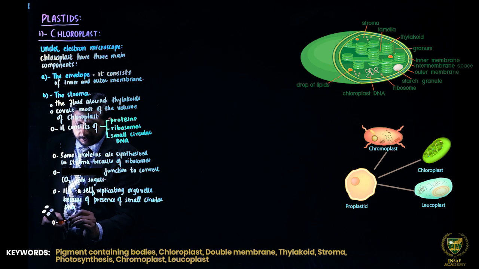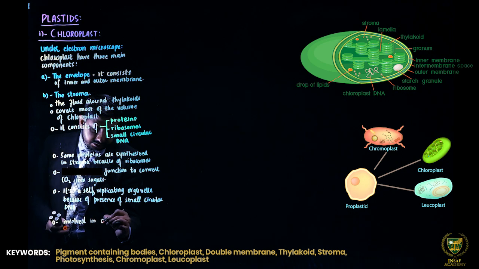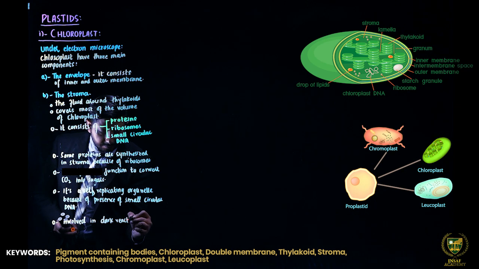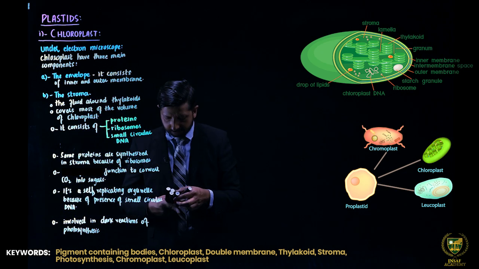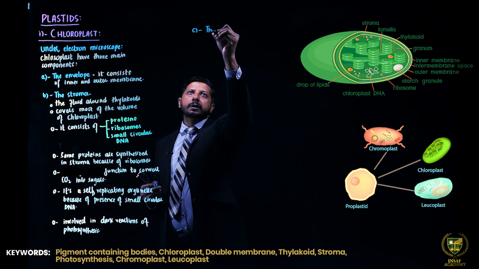And the stroma is involved in dark reactions of photosynthesis. Clear? Now, the third part, that is the thylakoids.